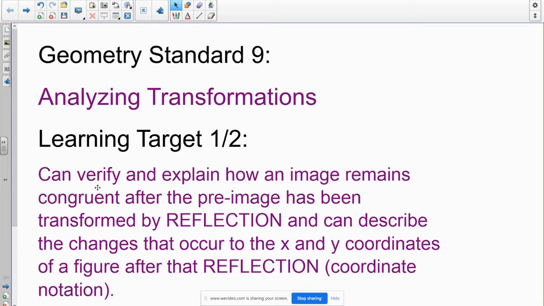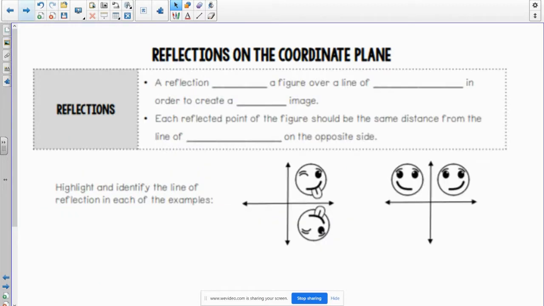Notice we're still talking about congruency after the pre-image has been transformed by a reflection, and it can be described as the changes that occur to the x and y coordinates of a figure after that reflection, which is known as coordinate notation. So we'll get started right away with some vocab that we'll be using. And you've probably heard these words before because I've talked about them in the last couple of videos.